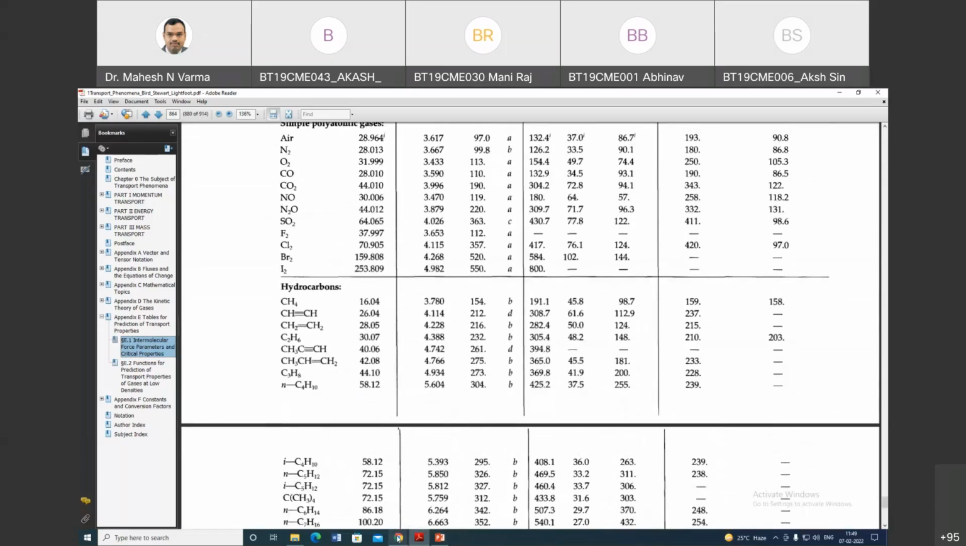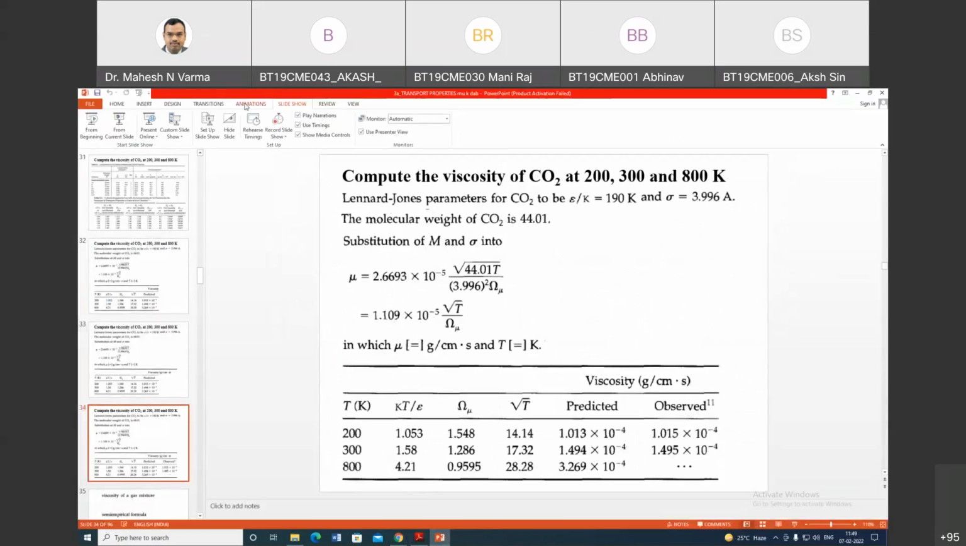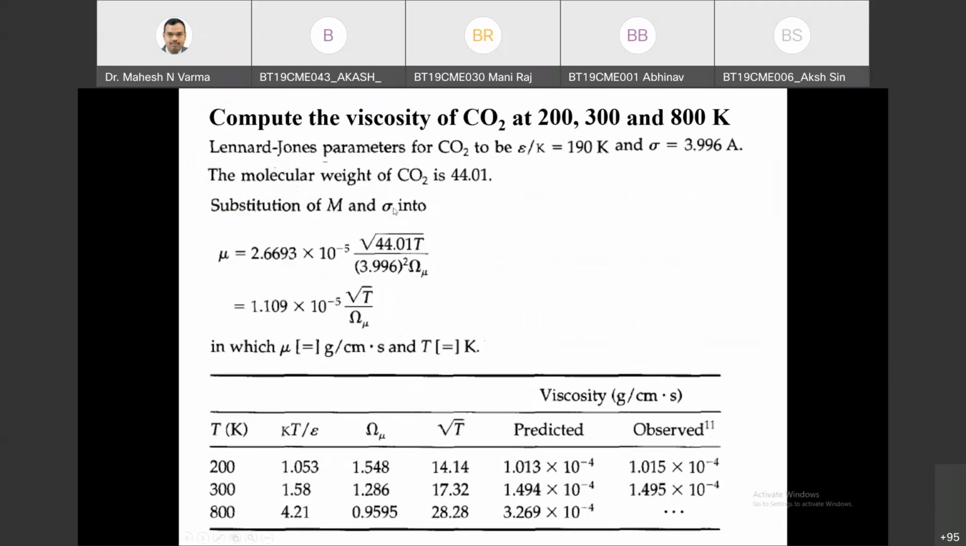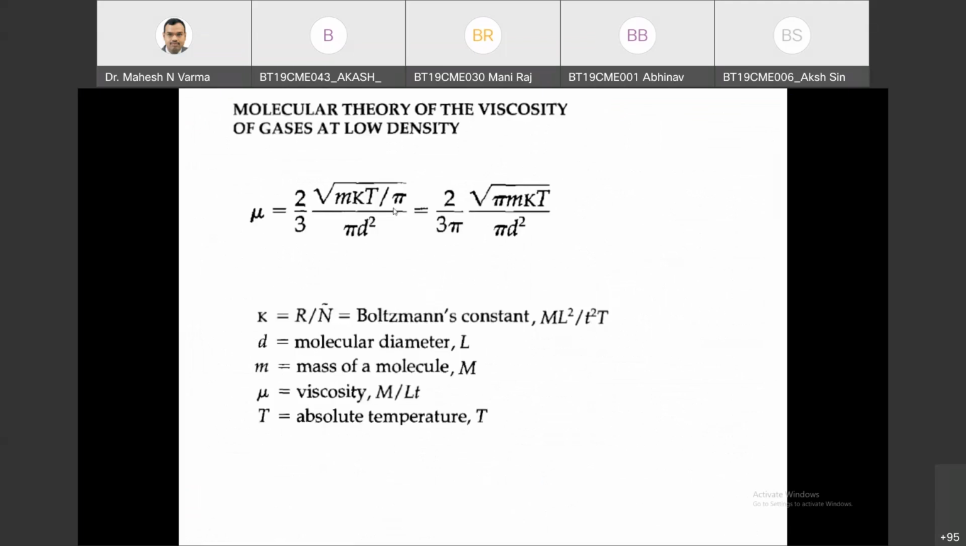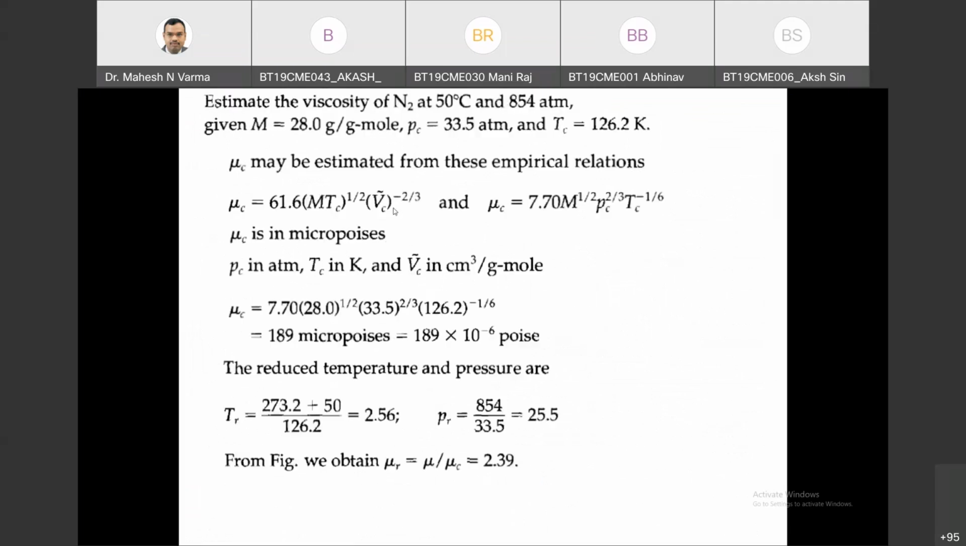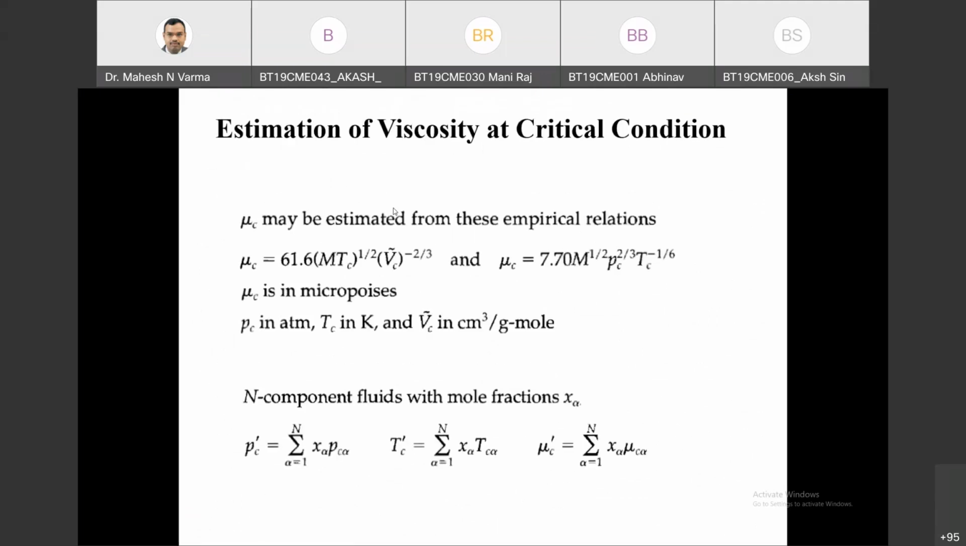Now, once I have the viscosity of gases, certainly I can get the viscosity of a gas mixture. Either you can use the information which we used earlier, so you can get a viscosity, and just this equation here I can use.